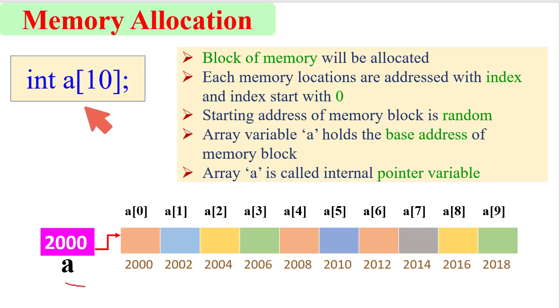So what will happen when an array is declared? When an array is declared, memory locations will be allocated for that array. Each memory location is nothing but the array variable A0, A1, A2 and so on. The array variable itself will point to the starting memory location of the memory block.